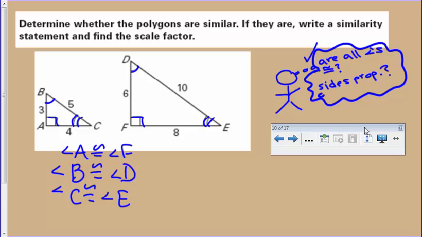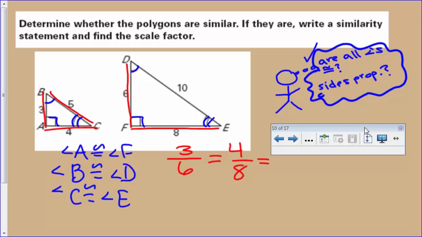So let's check if the sides are proportional. We'll do this another color. So side AB, which is 3, should match with side FD, which is 6, which should equal the other two sides. AC, which is 4, is in proportion with FE, which is 8. And lastly, side BC, which is 5, and that's in proportion with side DE, which is 10.